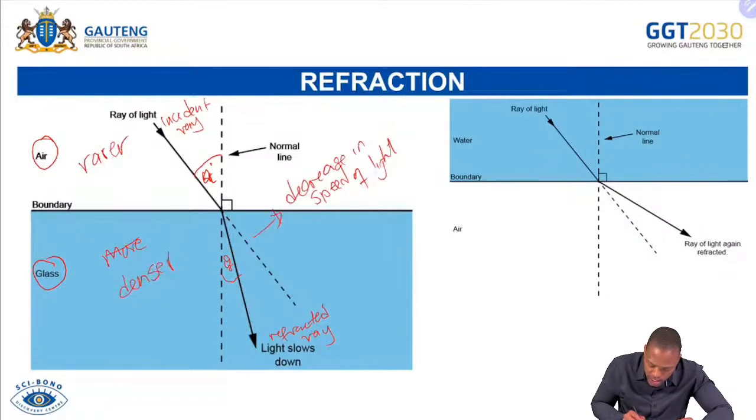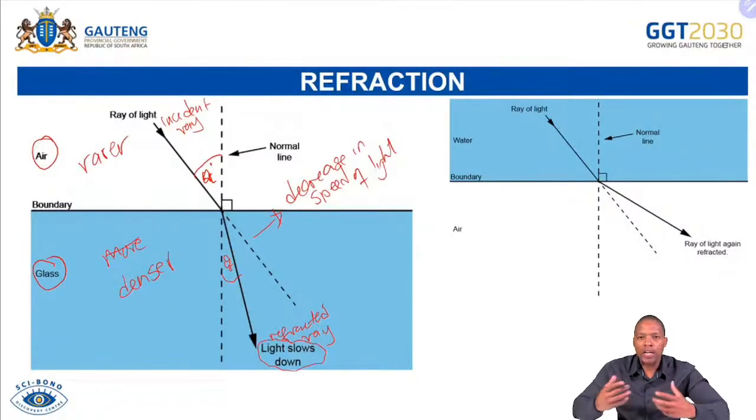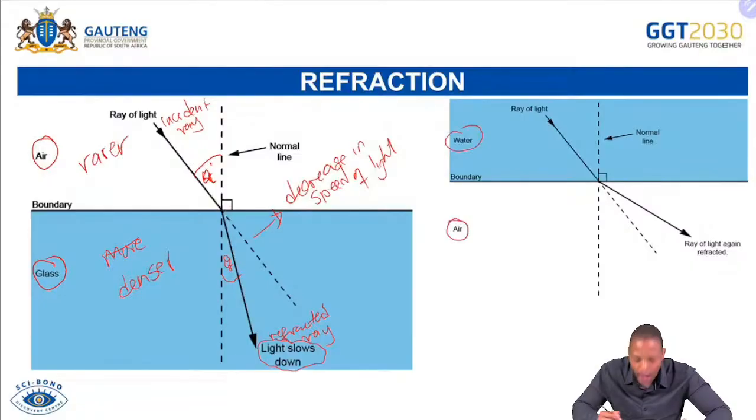As you can see here, it is written, light slows down. Another way of saying the speed decreases. Okay? So then what happens if we change? Let's make light to be incident from water. Let's say light is incident from water and it is going to air.